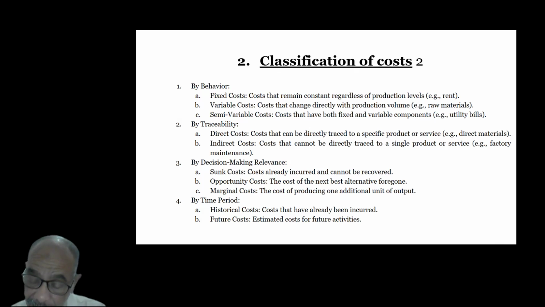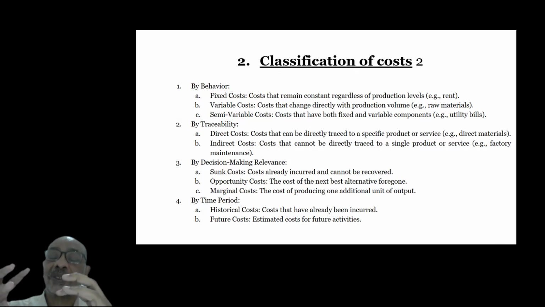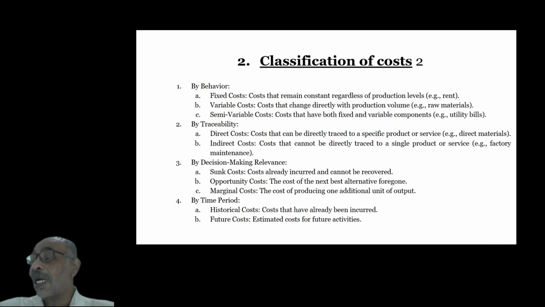If you produce 100 units, the cost will be 400. If you produce 1,000 units, the cost will be 4,000. This is variable cost. Variable cost changes with the change of what? The number of units produced.